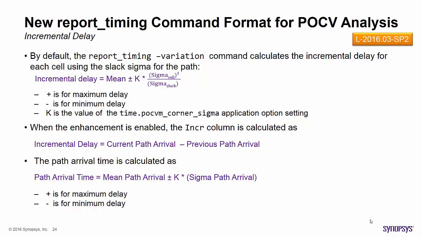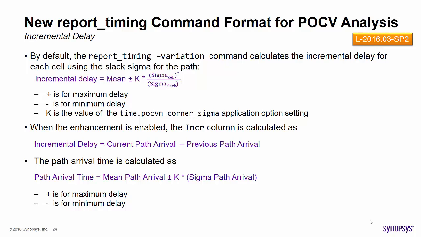By default, the report_timing -variation command calculates the incremental delay for each cell using the slack sigma for the path. Here is the formula. Incremental delay is mean plus or minus k times sigma squared divided by sigma slack. K is the value of the time.pocvm_corner_sigma application option setting.